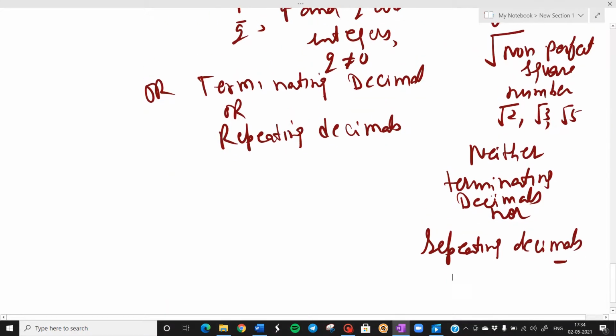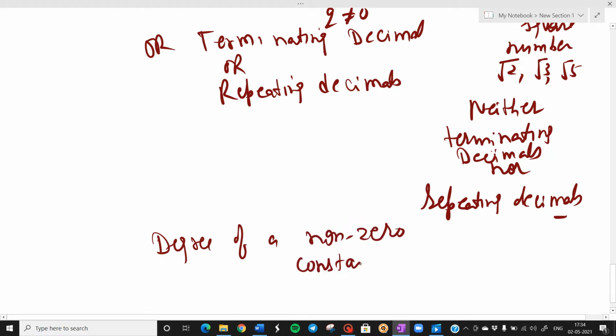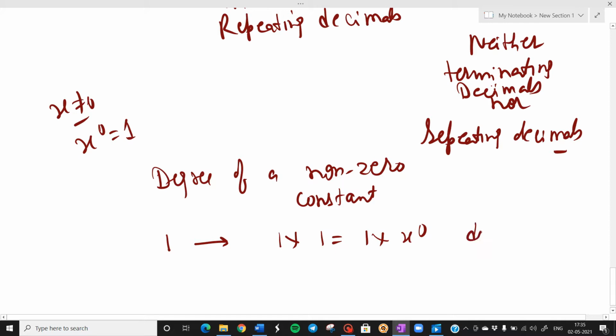Yes. So now first of all, we have to go for the degree of a non-zero constant. Right. Non-zero constant means, let's take 1. We can write 1 as 1 into 1. Further, we can write 1 into x power 0, because x power 0 is 1, provided x is not equal to 0. So what is the degree? Degree is equal to 0 because the highest power of the variable is 0.